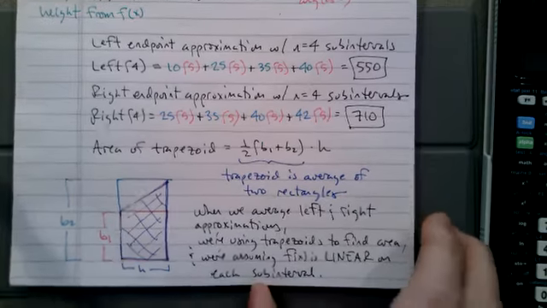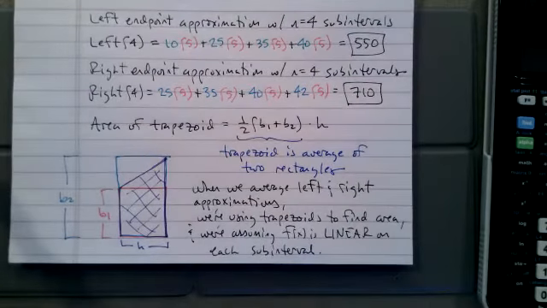So when we average the left and right approximations, we are using trapezoids to find the area, and the base assumption changes from f of x being constant for the subinterval, to being linear on each subinterval.